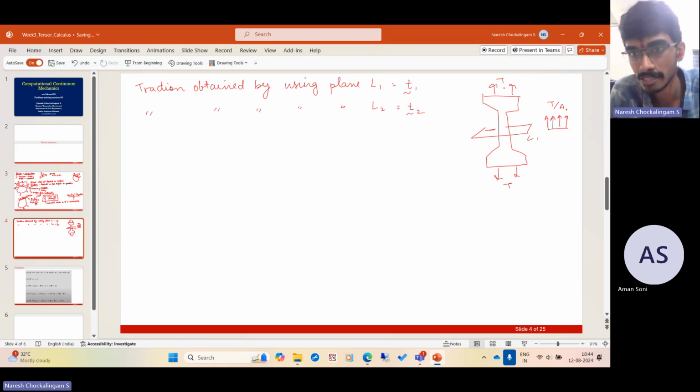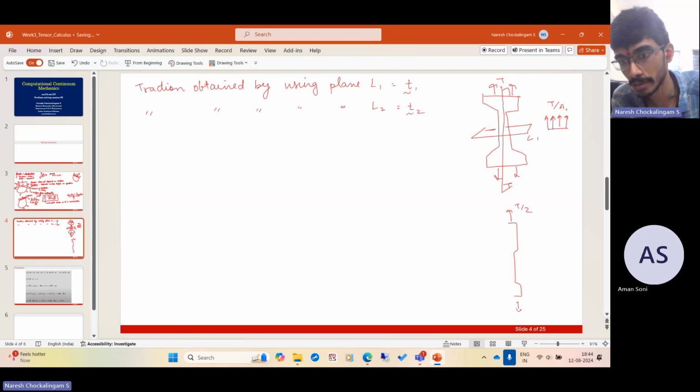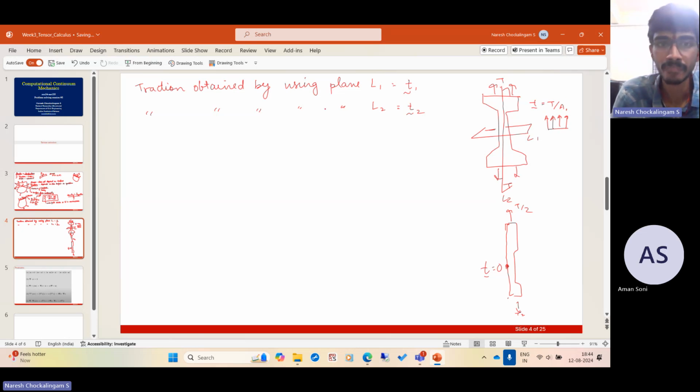Now, if you take a plane which is vertical through this point, the resulting body will be like this. And this is subjected to T by 2 here, T by 2 here. On this plane, of course, under the usual assumptions, at this center point, there is no horizontal force. So the traction on this plane, let us call this plane L2, is 0. So on this plane, traction is 0. On this plane, traction is T by A1. So it obviously depends on which surface we are cutting at.